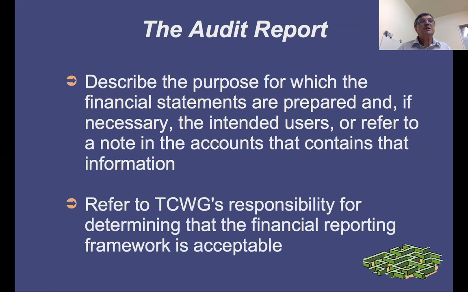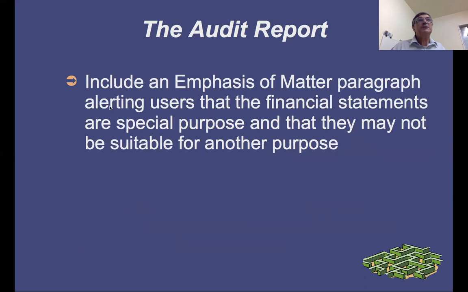And then, because it's not a framework that is handed down by statute, we refer to the governing body's responsibility for deciding that the framework that they have used is acceptable. Now, the framework may have a name. It might be SPFR, that's common, and it's commonly used for not-for-profits as well, even though it's designed for for-profits. But it might be that the framework is the financial accounting policies described in Note 1 to the financial statements. They may have sort of made up their own. And then we have to include an emphasis of matter paragraph, as we referred to before, alerting the users that the financial statements are for that special purpose and they may not be suitable for another purpose.